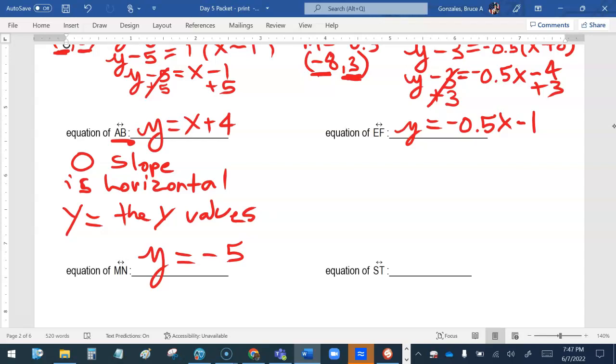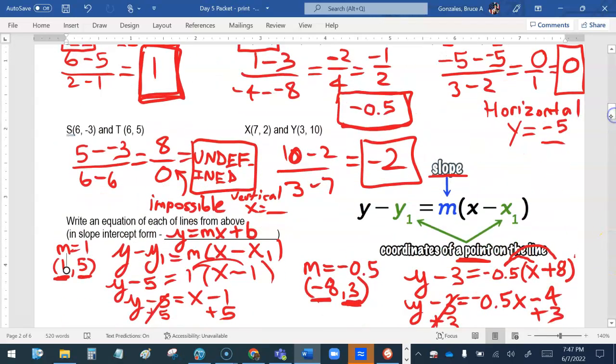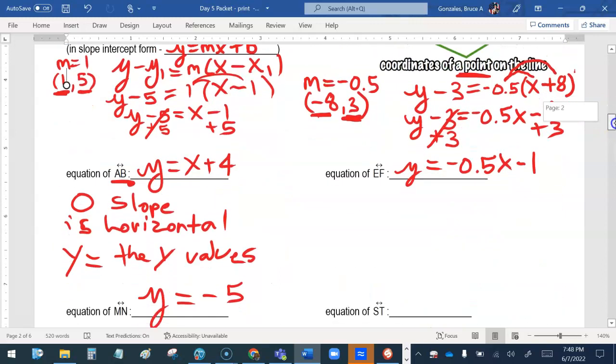Cool. What about ST? Now ST, we said, was an undefined slope because there was a 0 on the bottom. 0 cannot be on the bottom. That's impossible. So that's an undefined slope. Undefined is unable to be stood on. It is a vertical line. It is x equals a number. Now you tell me, from these 2 points, what is the x value that they share? It's 6. So x equals 6 is the equation. You cannot plug this one into point slope formula because there literally is no slope.